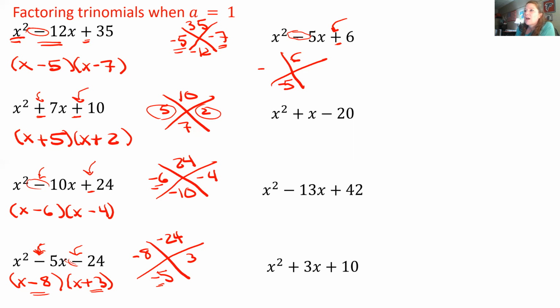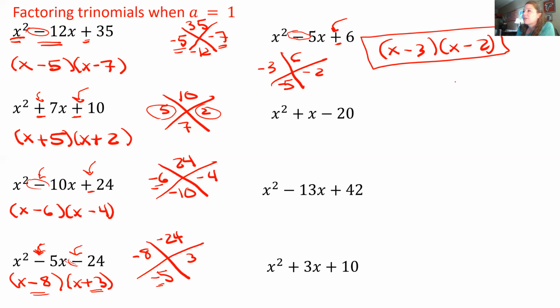Negative. I was about to do 6 and 1, but that wouldn't give me negative 5. It has to be negative 3 and negative 2. All right, so the square root of x squared is x and x, and then we have minus 3 minus 2.